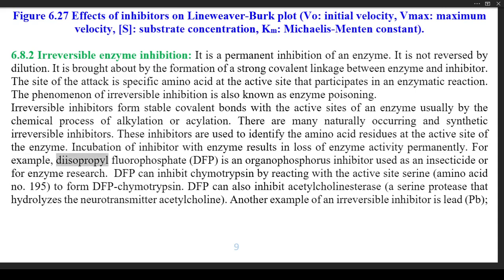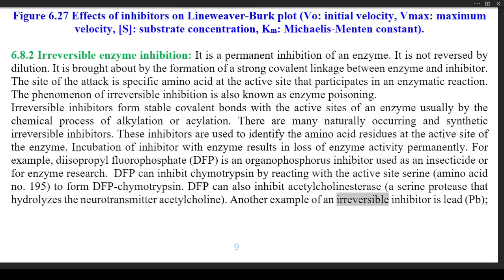For example, diisopropyl fluorophosphate, DFP, is an organophosphorus inhibitor used as an insecticide or for enzyme research. DFP can inhibit chymotrypsin by reacting with the active site serine, amino acid number 195, to form DFP-chymotrypsin. DFP can also inhibit acetylcholinesterase, a serine protease that hydrolyzes the neurotransmitter acetylcholine.